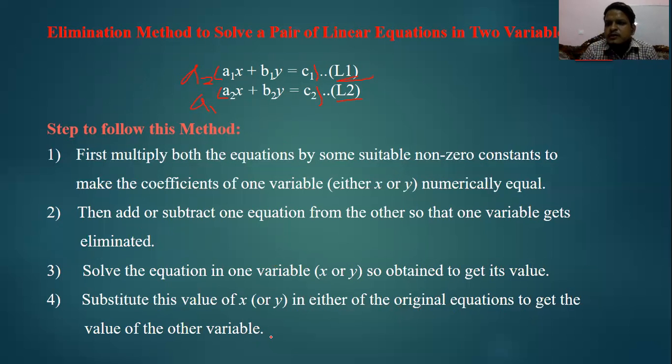So we have to follow four steps. First one, multiply by a non-zero constant to make the coefficient of either x or y equal. Second one, either add or subtract one equation from the other to get one variable eliminated. Third, solve for the one variable and get its value. And fourth, substitute its value of x or y in either of the original equations to get the value of the other variable. Now we will see some examples based on this elimination method.